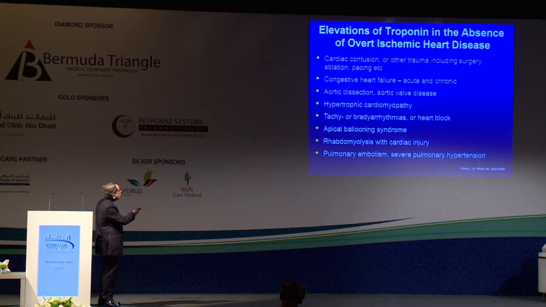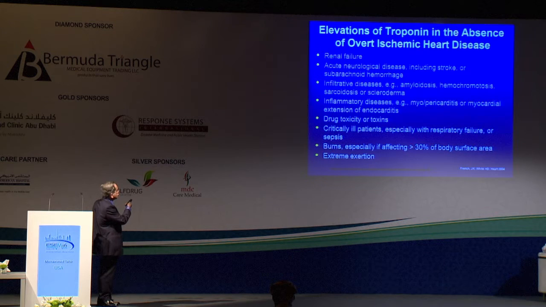A big list of causes of elevated troponins, and one of the things which is very important is pulmonary embolism and pulmonary hypertension. There was a time when troponin was very specific for myocardial infarction. It's no longer the case. Aortic dissection, congestive heart failure, rhabdomyolysis, they will all give rise to elevated troponins.